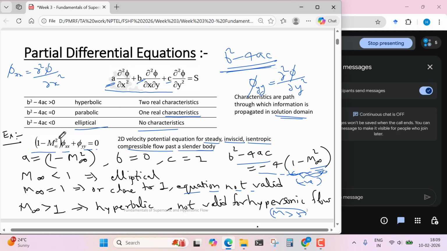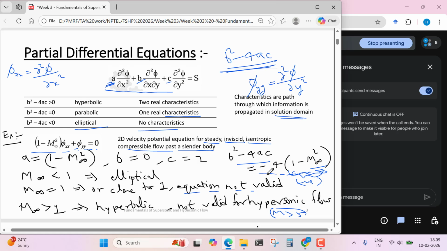So in this equation, if you compare with the general equation, you can see that the value of A is 1 − M∞², the value of B will be 0 because there is no ∂²φ/∂x∂y term, and the value of C is 1, the coefficient of ∂²φ/∂y². So if we find the value of b² − 4ac, it will be −4(1 − M∞²).